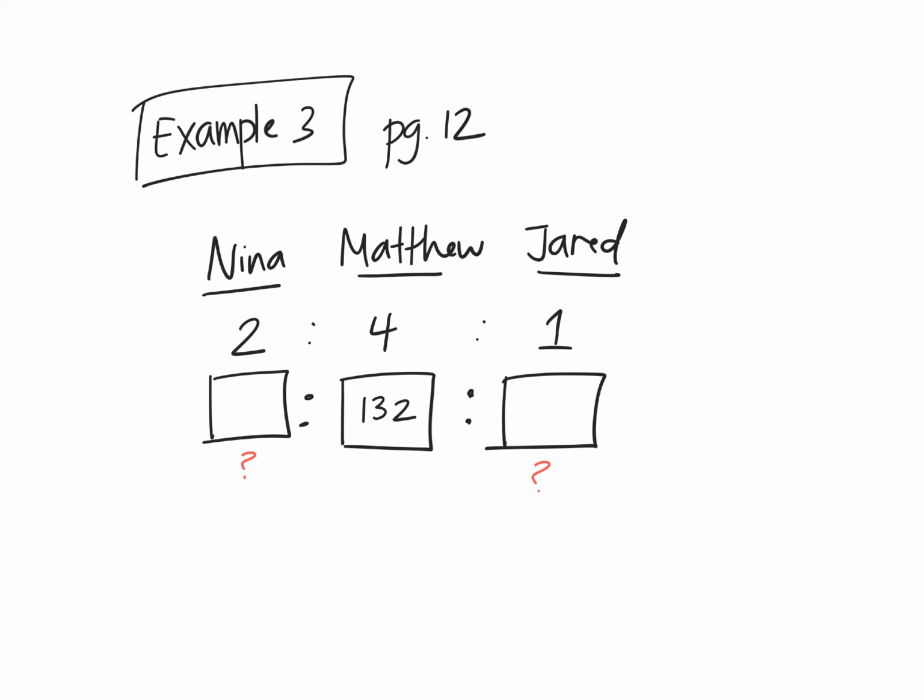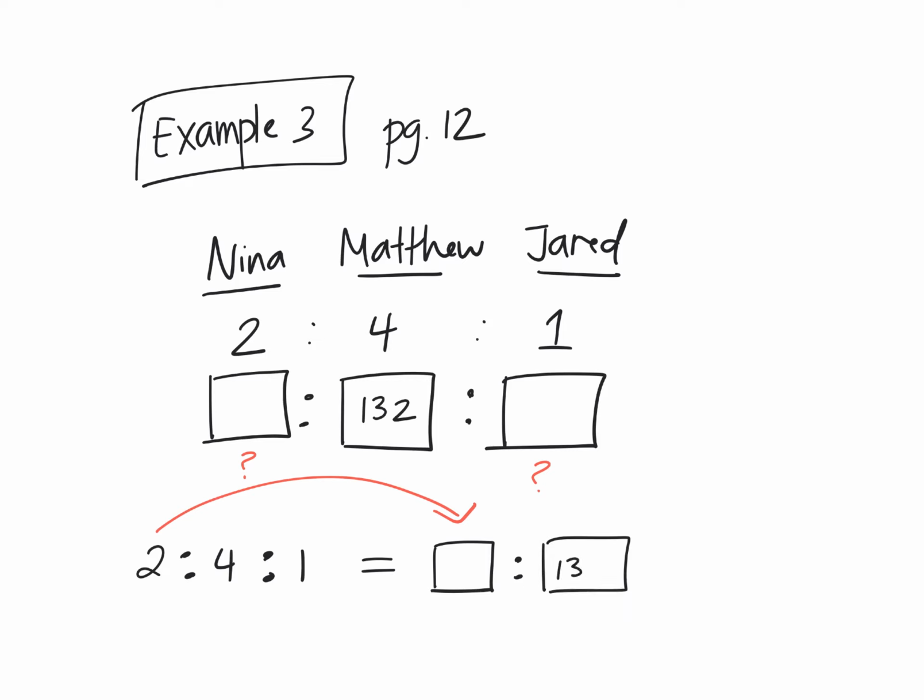So look here. Just give me a second. So we're going to write out 2 to 4 to 1. And we're trying to find equivalent ratios. We don't know Nina's. But we do know Matthew's is 132. Right? So to get from here to here, we're going to figure out how we got from 4 to 132. Because that's our clue, right? Whatever we did here to get from 4 to 132, we're going to do to the other numbers. And we don't know Jared. I'm going to use green.